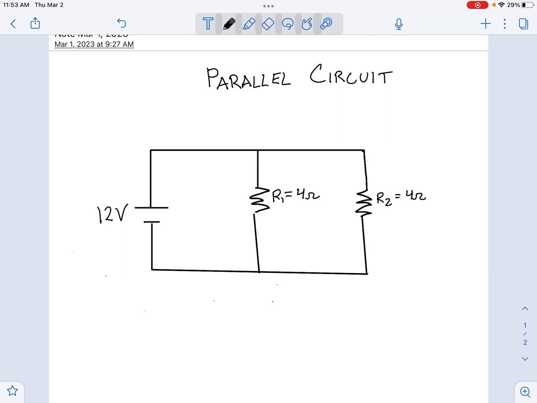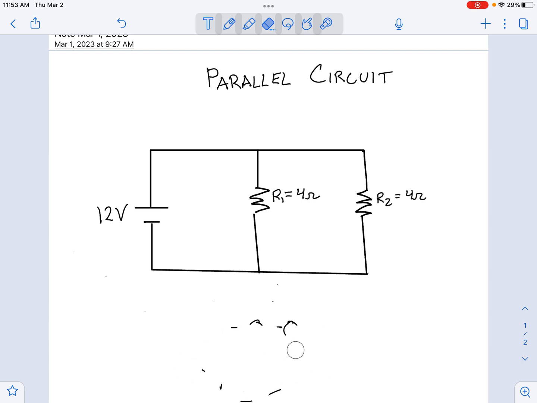Okay, so in the previous video, we learned how to do series circuit calculations. When you have a series circuit, you would have lights in a row connected to a battery, let's say. In that scenario, that's a series circuit. But now we're focusing on parallel circuits.